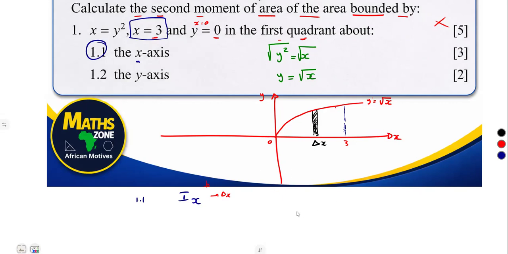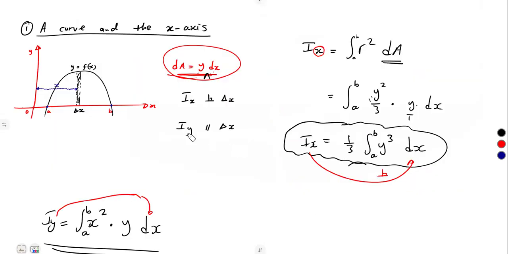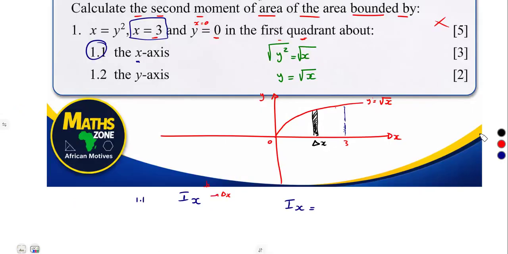In this case, I'm not going to formulate these formulas again as we wrote them before. I'm just going to take it from here, the curve and the x-axis. For us to calculate the second moment of area with respect to x, remember, this is the formula that we ended up with. I'm just going to write the formula with respect to x so that we do not waste time. We already formulated where they were taken from.